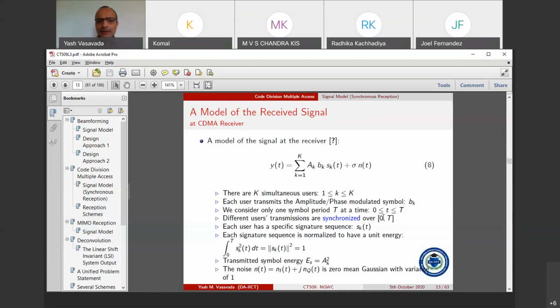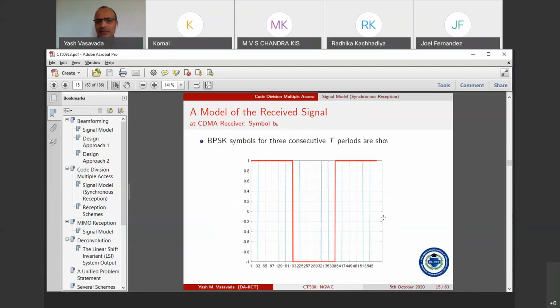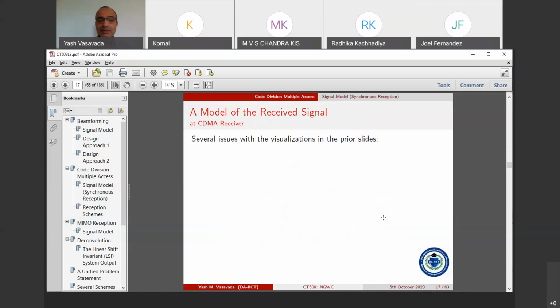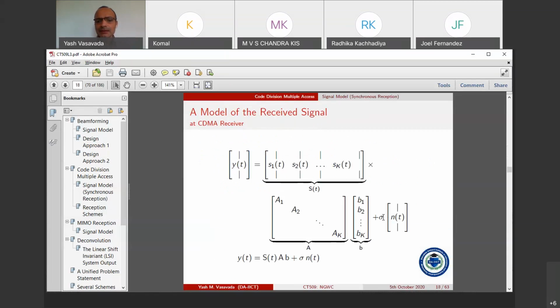And we looked at visualizations of this CDMA received signal model. And we were able to write, again, even for CDMA, the received signal Y of t as this matrix vector product. Matrix has become this matrix of signature sequences.